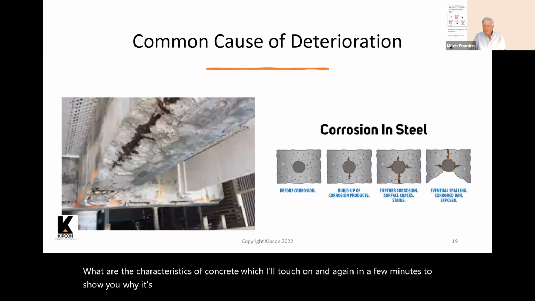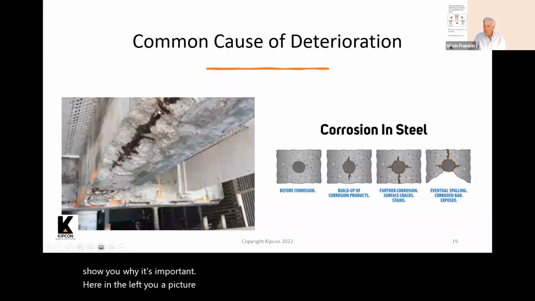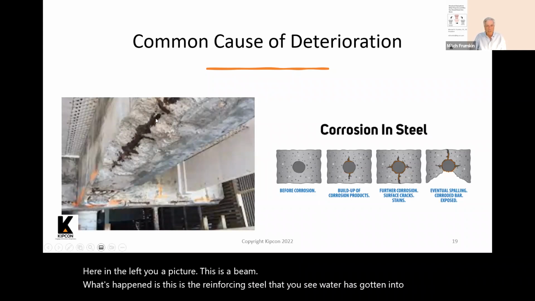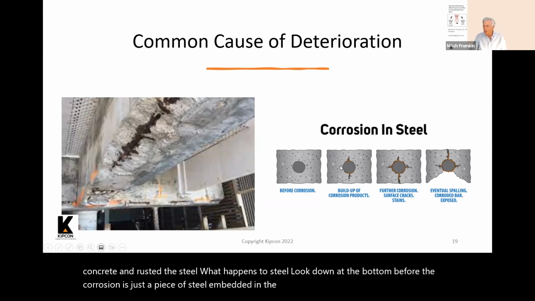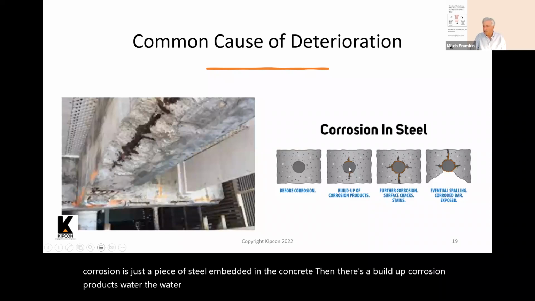Now here on the left, you see a picture. This is a beam. What's happened is this is the reinforcing steel that you see. Water has gotten into the concrete and rusted the steel. What happens to steel? Look down at the bottom. Before the corrosion, it's just a piece of steel embedded in the concrete. Then there's a buildup of corrosion products, water.